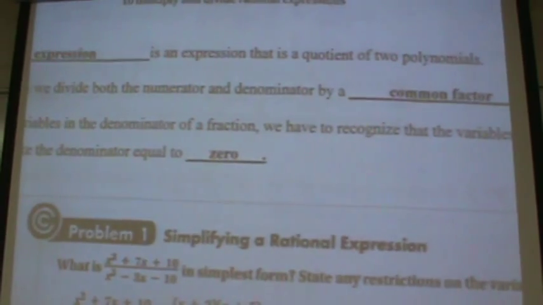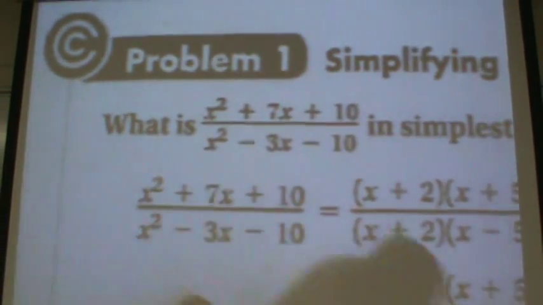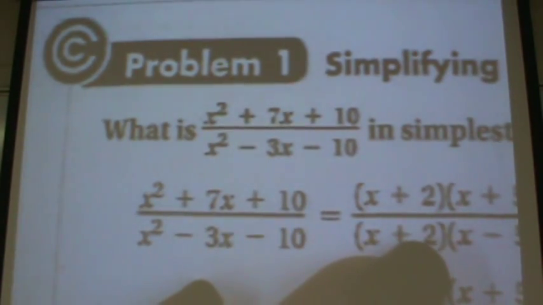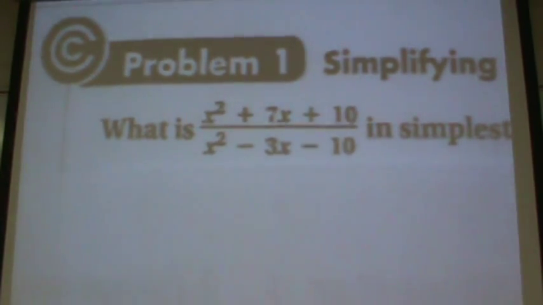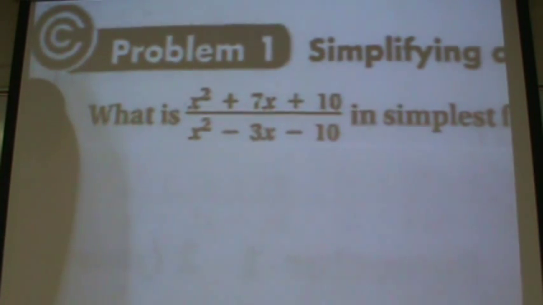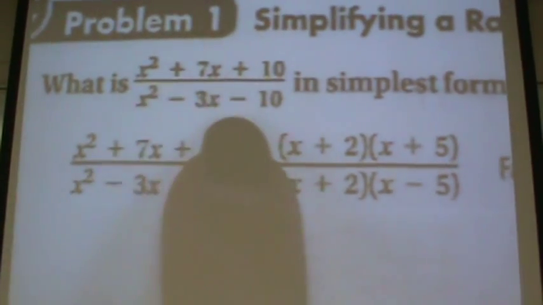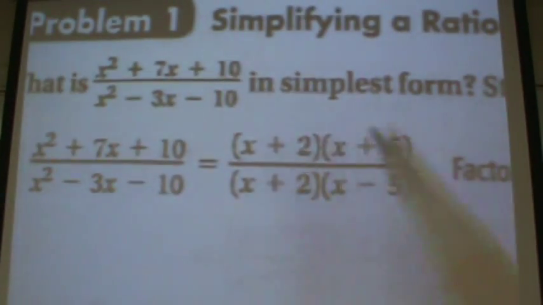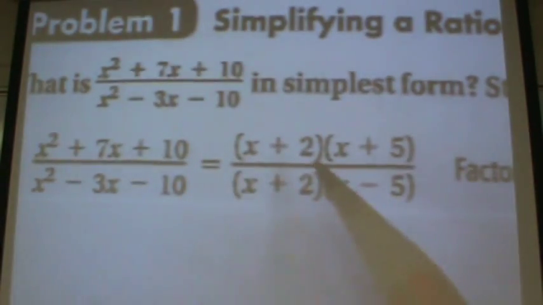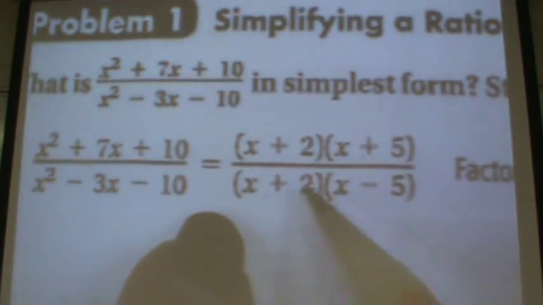So for example, here's our first example. Here is a polynomial divided by a polynomial. Now to simplify this, you're going to want to factor it completely. Factor the numerator and the denominator. So you've got to be good at factoring. X squared plus 7x plus 10 factors to be x plus 2, x plus 5. And then x squared minus 3x minus 10 is x plus 2, x minus 5.